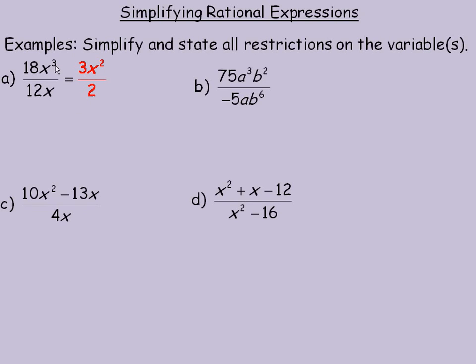And remember, when you divide powers with the same base, x cubed divided by x to the first, you subtract the exponent. So 3 minus 1 is 2. The larger power of x was in the numerator, so it's still the numerator. So the simplest form of 18x cubed over 12x is 3x squared over 2.